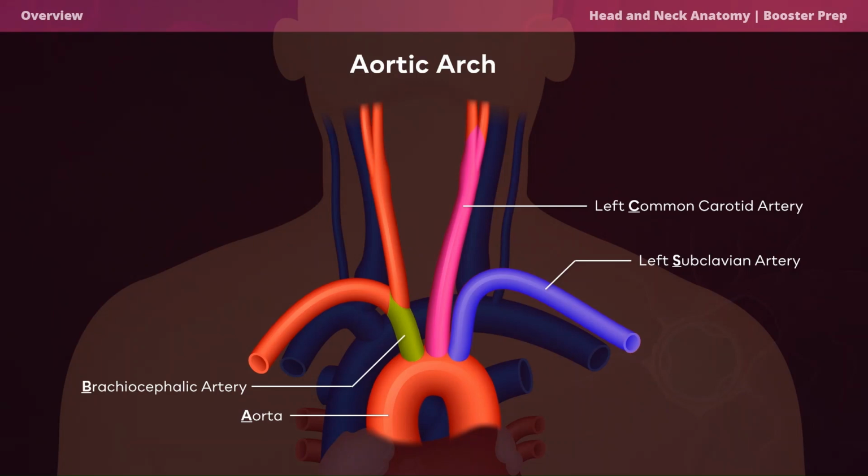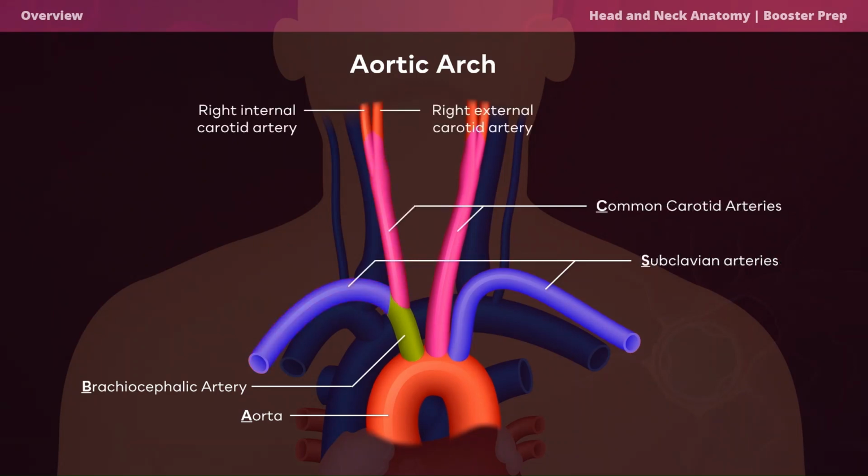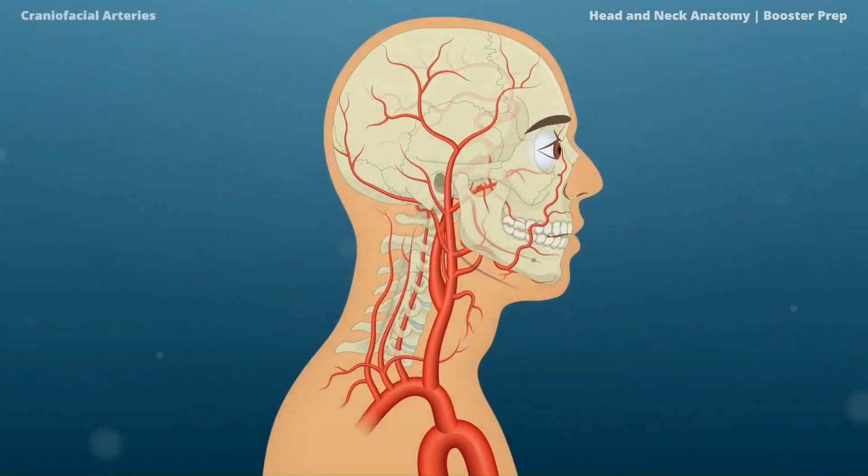All right, so we will mostly focus our attention on the carotid arteries. So the right common carotid artery branches off of the brachiocephalic trunk at the level of the right sternoclavicular joint, while the left common carotid artery branches directly off of the aorta. So we'll split up our discussion of the craniofacial arteries into the right external carotid artery and the right internal carotid artery. So looking more closely at the internal and external carotid arteries, we can appreciate numerous branches that accumulate to the overall blood supply of the head.